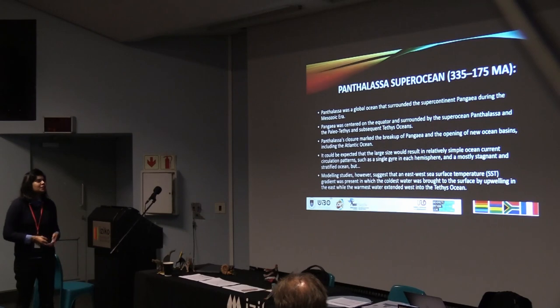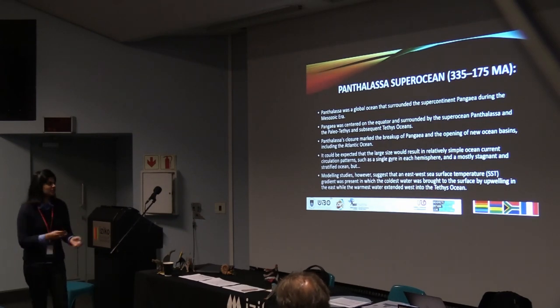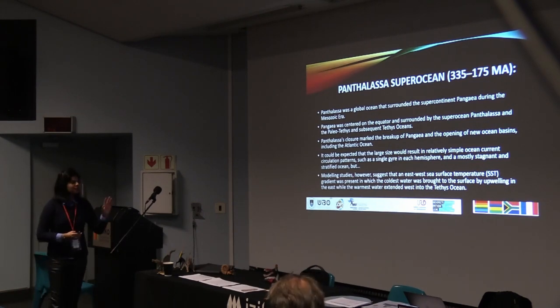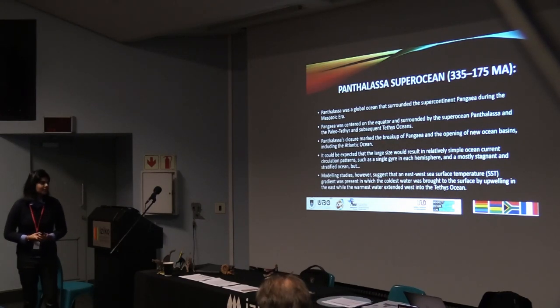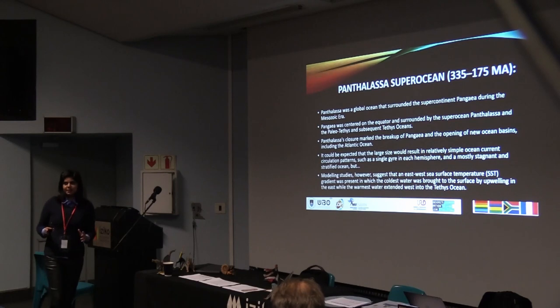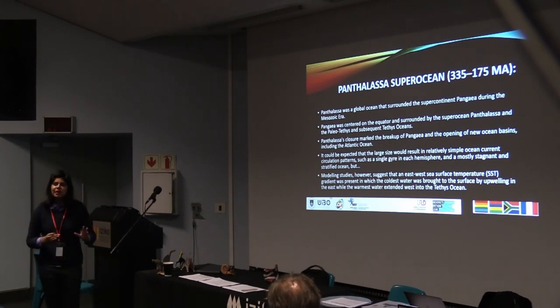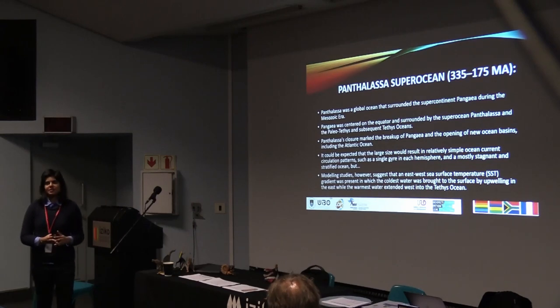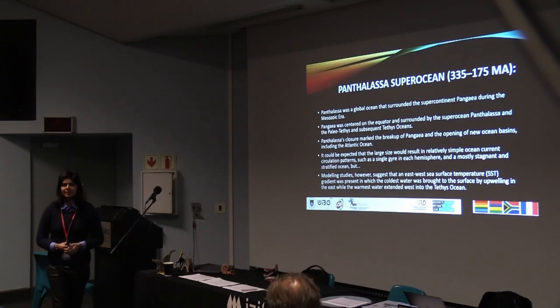But for this large ocean, you would think it's a simple ocean, and you would think it's just stagnant, nothing really big going on. But that doesn't seem to be the case when we look at models. There seem to be a lot of things going on in Panthalassa. I didn't put everything, but we have a northern side, a southern side, and a western side of Panthalassa, where there were quite some circulations going on. We have upwellings going on in Panthalassa.